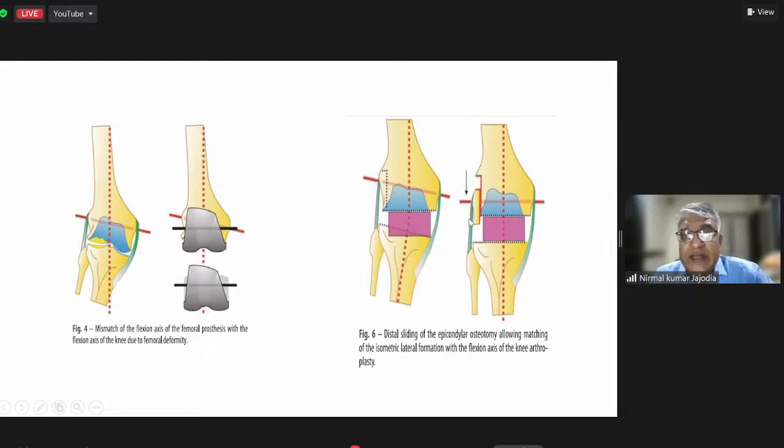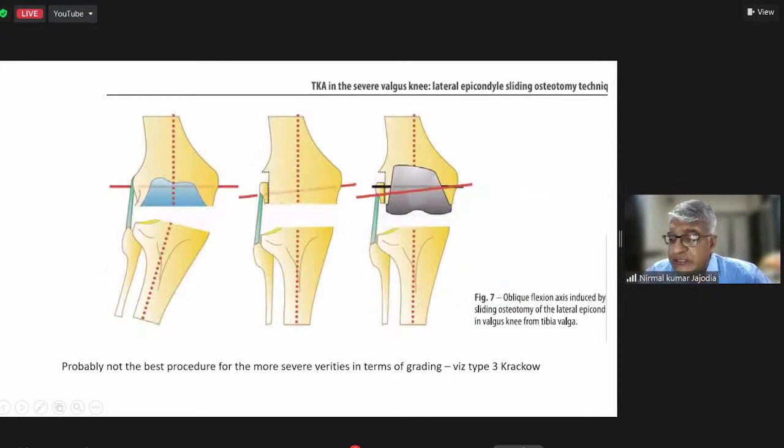So this procedure is helpful when you have a severe deformity in the distal femur and no deformity in the tibia. However, be aware if you choose this procedure for the type 3 of Krakow, because when you choose this procedure for the type 3 where there is a tibial deformity, what you are doing is you are distalizing and then you are altering the rotation axis in flexion and in extension. So instead of choosing an epicondylar osteotomy to balance the type 3 deformities, you should probably be choosing a corrective osteotomy, as was shown in one of the previous cases by Dr. Rajiv Sharma.